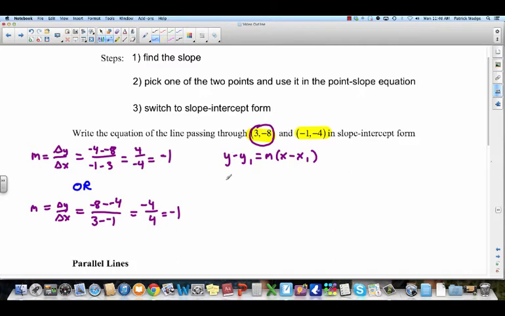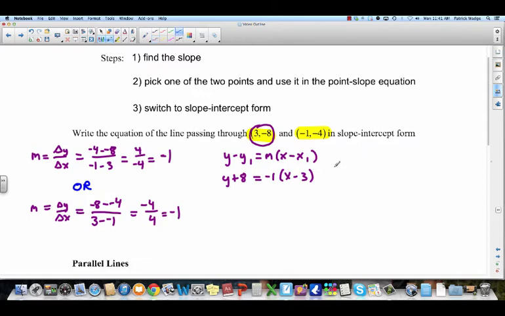So we do y, remember this y is always there, take away negative 8. Remember it kind of becomes opposite, so it's going to become y plus 8 equals m, well that's the slope, which we know is negative 1, x, you always write that x, take away 3. Oh, so it really is take away 3. There you go, you could do that.